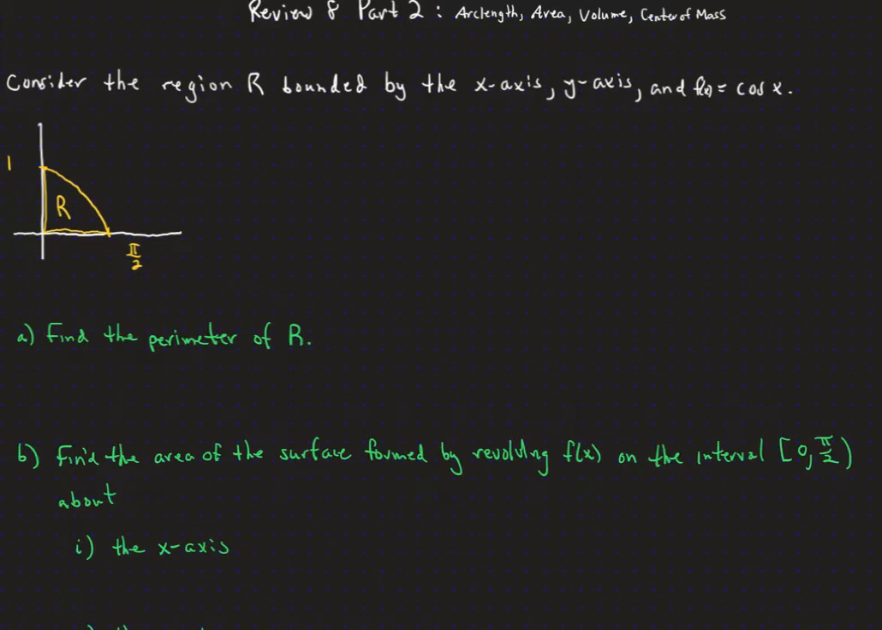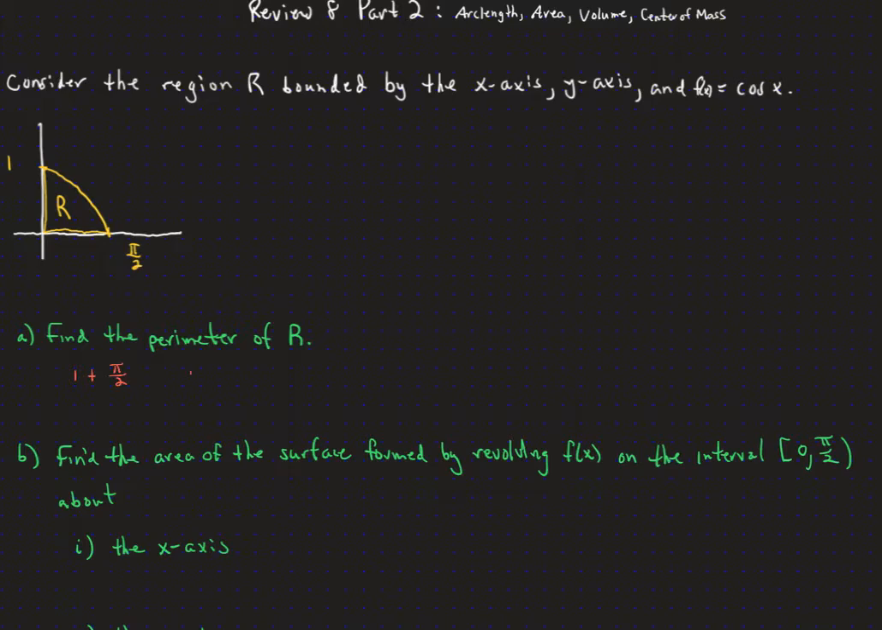So the perimeter is going to include that segment that goes from the origin up to 1. So that'll be just 1. We'll get that horizontal segment going from the origin to pi over 2. And then the interesting part is we're going to have to find the length of that curve, the cosine curve, from the point (0, 1) to the point (pi over 2, 0).